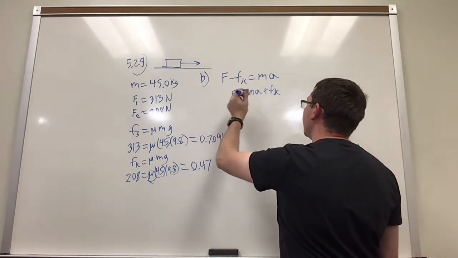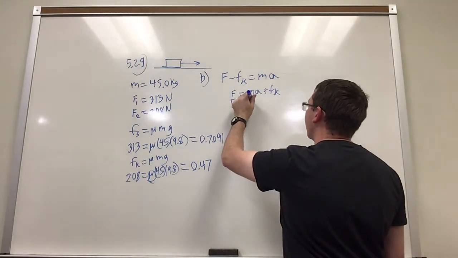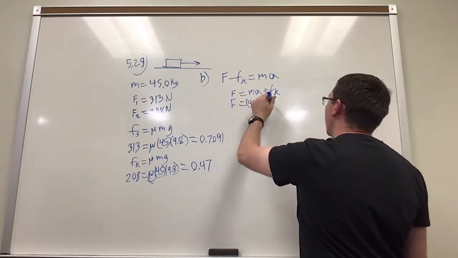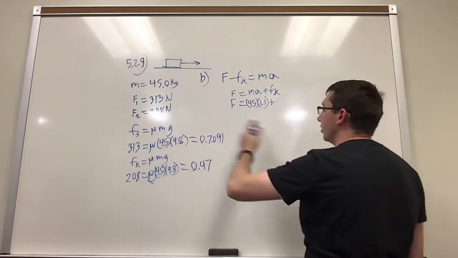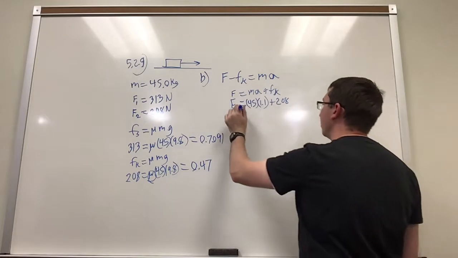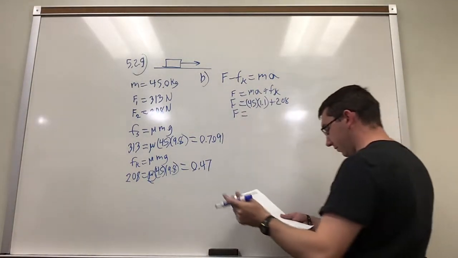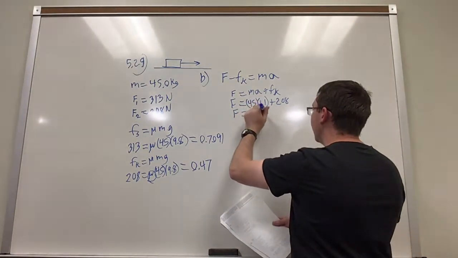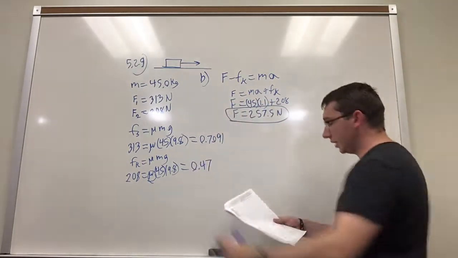So when we plug our variables in, we know that the mass is 45 kilograms. It tells us the acceleration that it wants. And then we know the kinetic friction because it's given at the beginning. So then you just plug the numbers in and do the math. And that comes out with a force of 257.5 newtons for part B.